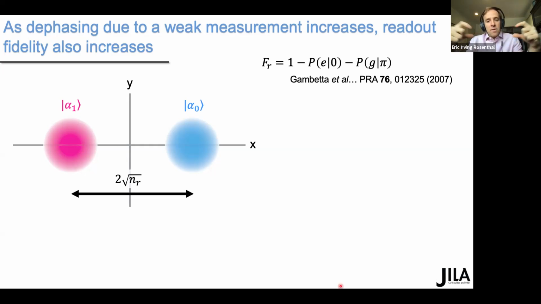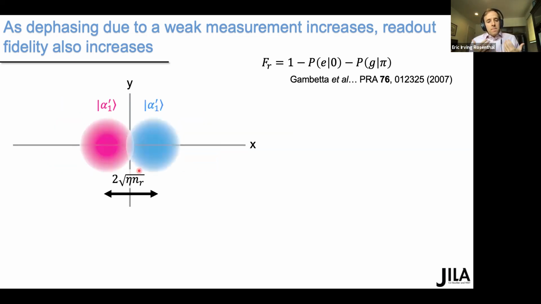So in our readout cavity, we have these two coherent states, alpha 0 and alpha 1, which are separated in phase space by twice their amplitude, square root of n_R. And then we will swap these states into our parametric amplifier. But what if that swap step has some loss?